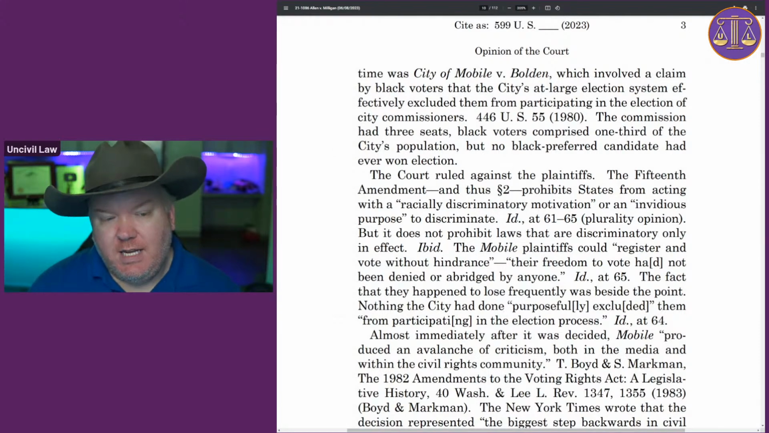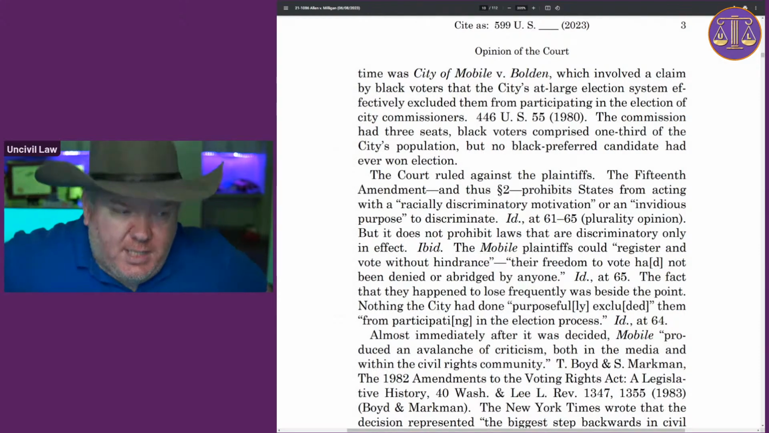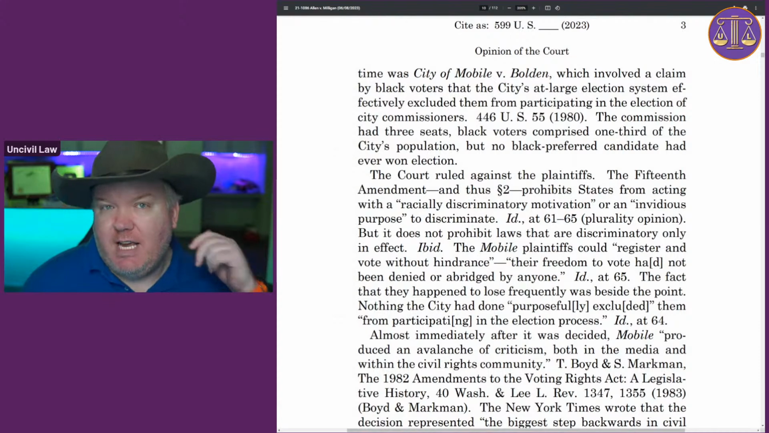The commission had 3 seats. Black voters comprised a third of them, but no black candidate had ever won the election. So an at-large system just basically means that everyone represents everyone, right?